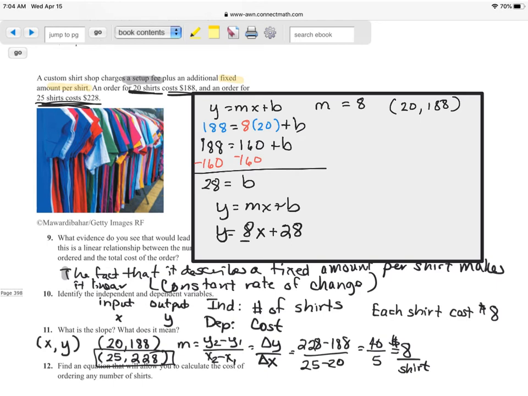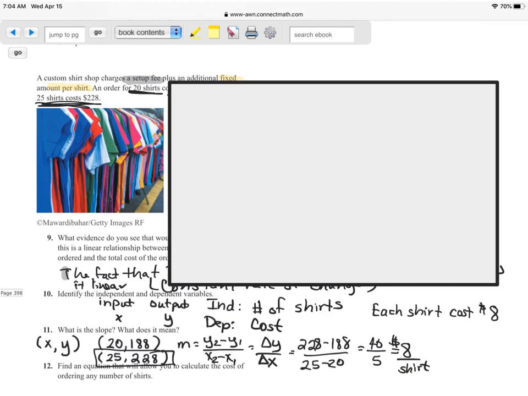So we recognize that is our slope. That's our $8 per shirt. I bet this is going to be our setup fee right here. All right, so that's one method. Now let's do the point slope form. And so that was y minus y sub 1 equals the slope times x minus x sub 1.